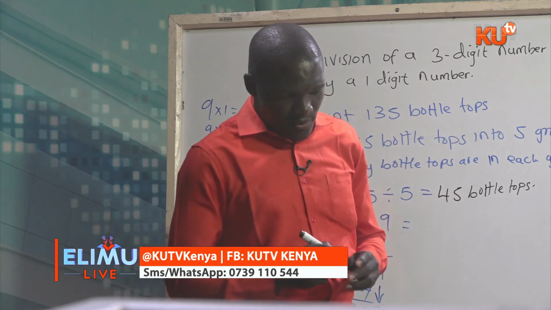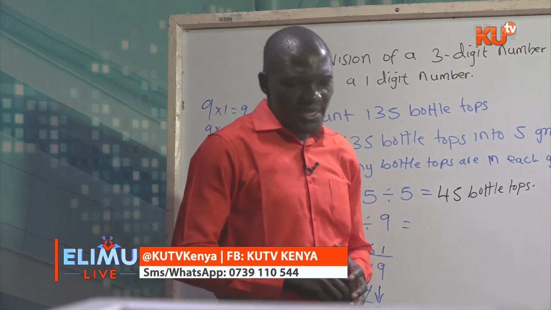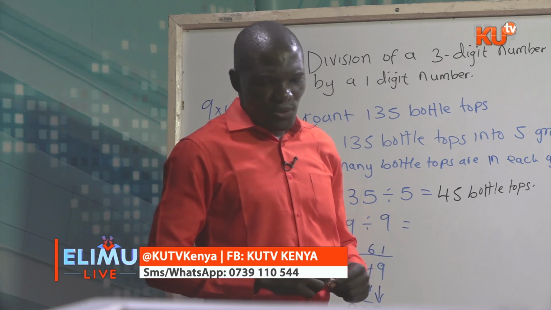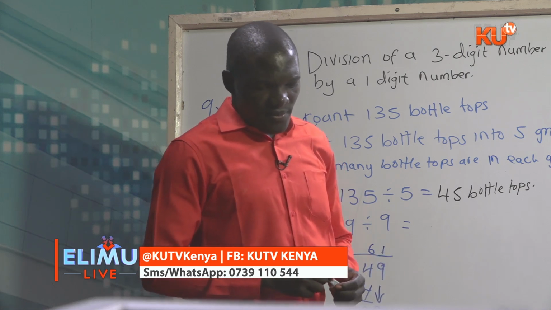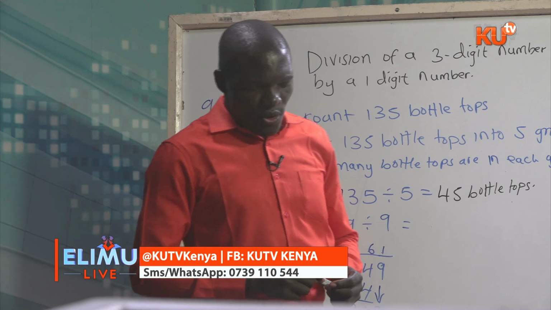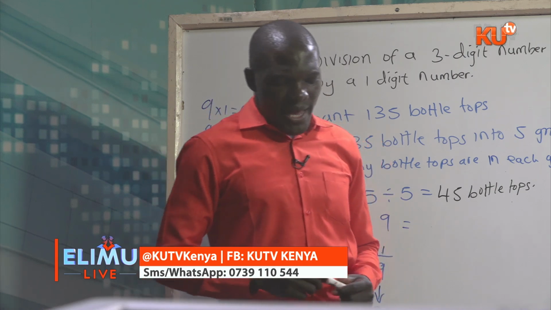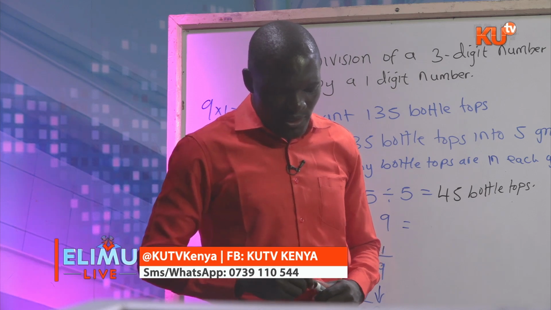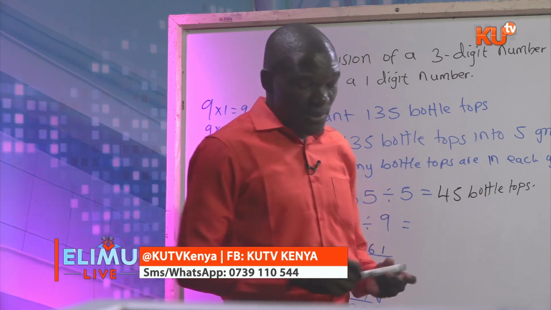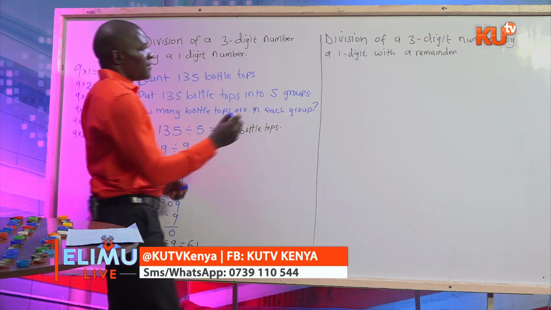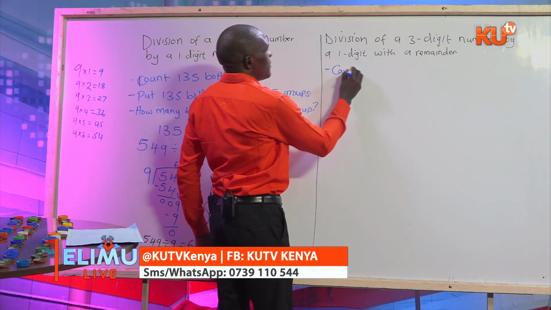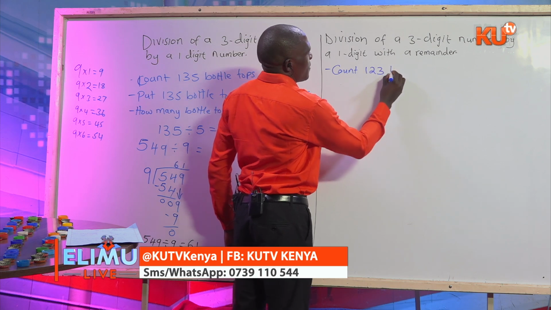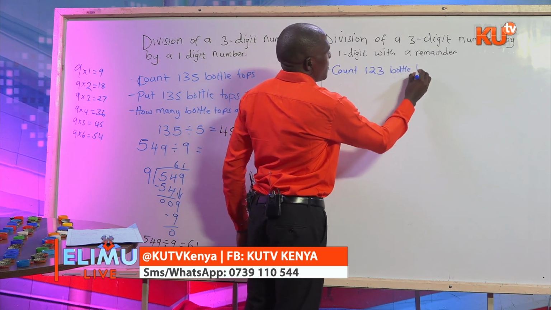And so, just as we have done in step 1, putting 135 bottle tops into 5 groups, we are also going to count 123 bottles, just as we have done in the first step. You are going to count 123 bottle tops.